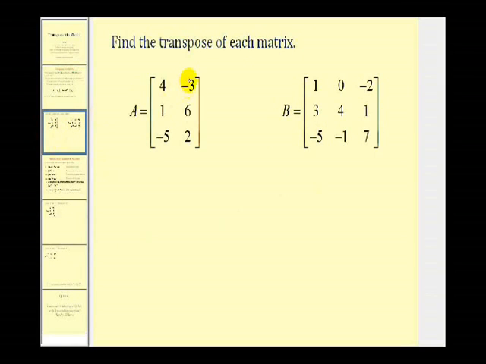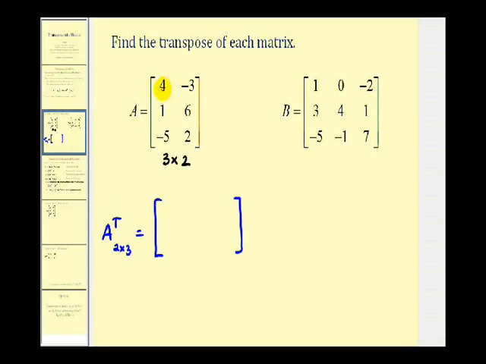Let's take a look at two examples of transposing a given matrix. I always like to start with the dimensions. Notice matrix A is a 3 by 2 matrix, so that means the transpose of matrix A will be a 2 by 3 matrix. So what I'm going to do is go through each row in matrix A and make it the corresponding column in the transpose of matrix A.